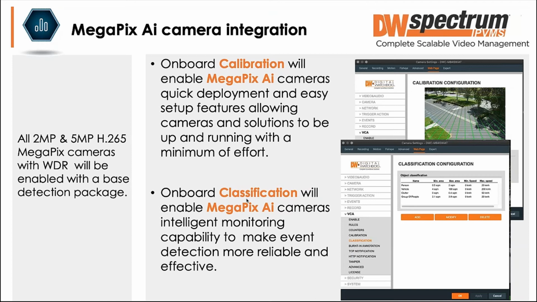Okay, all of our cameras, so this Megapix AI will be available on both 2 megapixel and 5 megapixel versions. These are H.265 cameras with wide dynamic range, and will be enabled with this base package. Also I should point out, as long as we're talking about cameras at this moment, I mentioned early on about the NDAA, keep in mind all of our cameras in this series are Ambarella-based chips, so we're not using any HiSilicon chips. So we do meet NDAA with this technology.